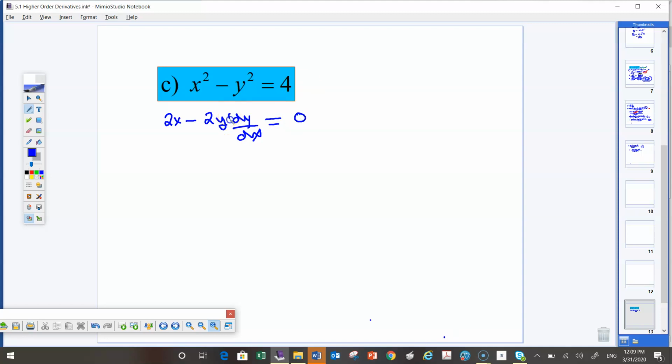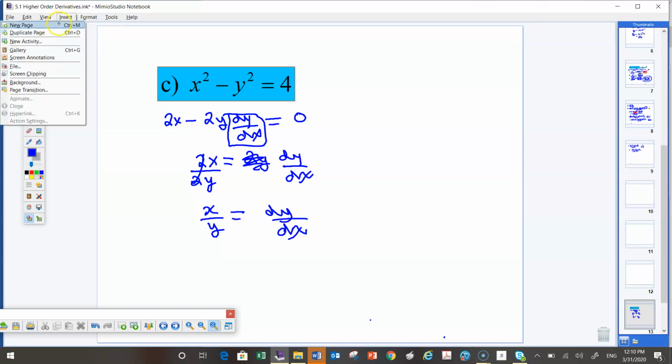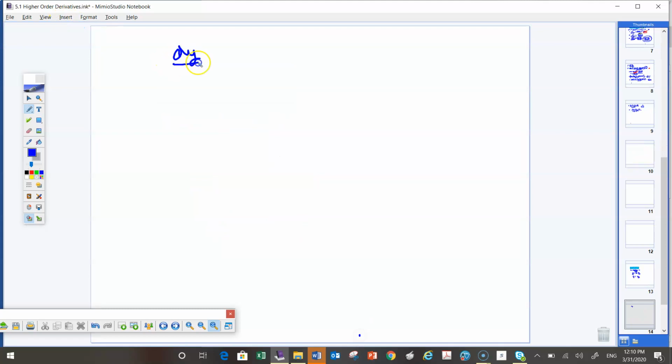So now I want to isolate my dy/dx to get my first derivative. So I'm going to add the 2y dy/dx to the right side. I'm going to divide both sides by 2y, and now my 2's can cancel, so my first derivative is going to be dy/dx is equal to x divided by y. So I'm just going to transfer that over to the next page. So dy/dx was equal to x over y.